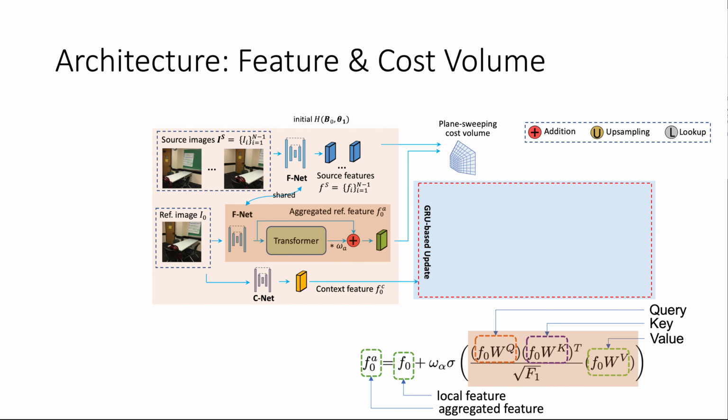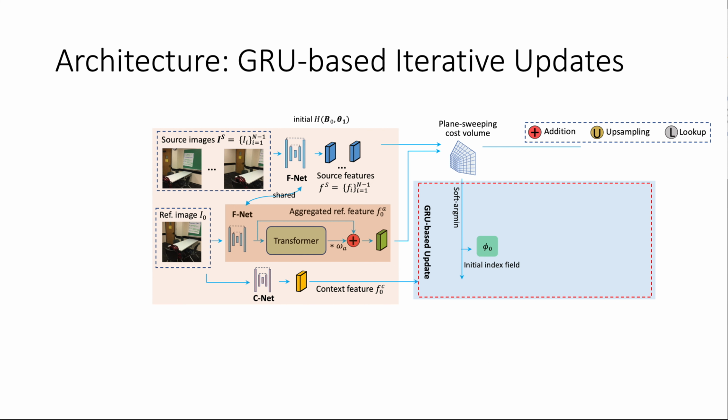Another network, CNET, is applied to the reference image for context feature learning, which is later used in the GRU. The GRU-based optimization estimates a sequence of index fields from an initial starting point phi 0, which is obtained by applying soft argmax to the cost volume. It is used to retrieve the cost volume.